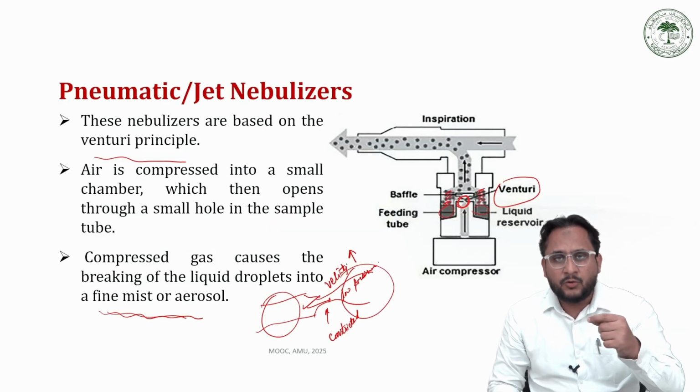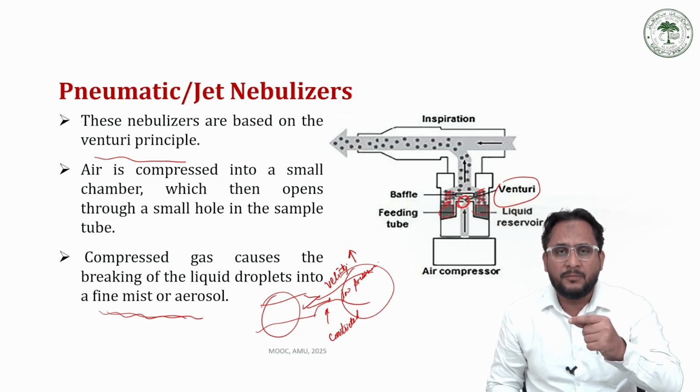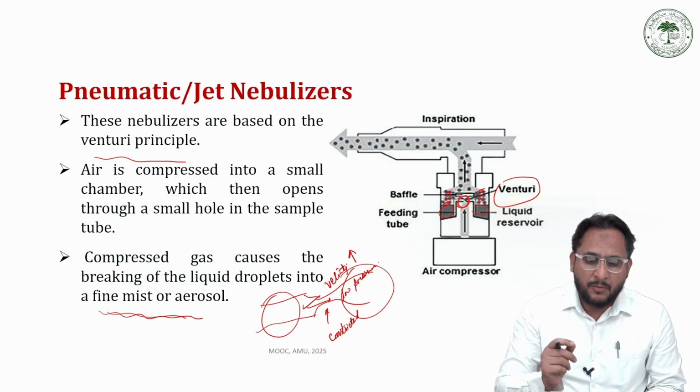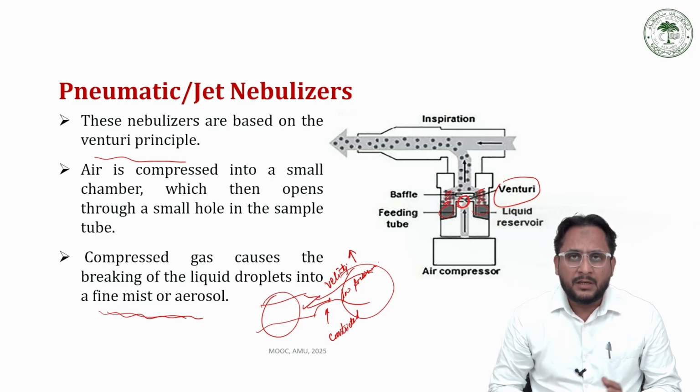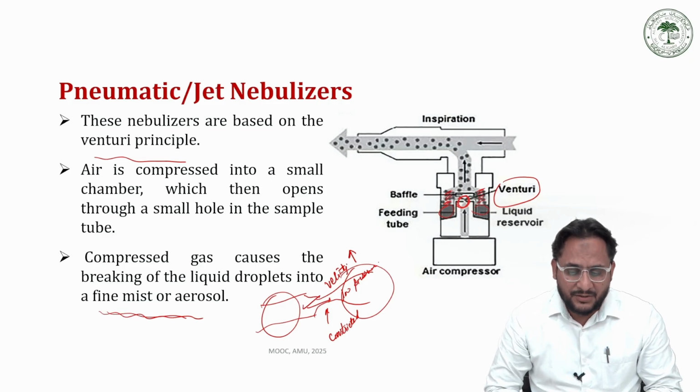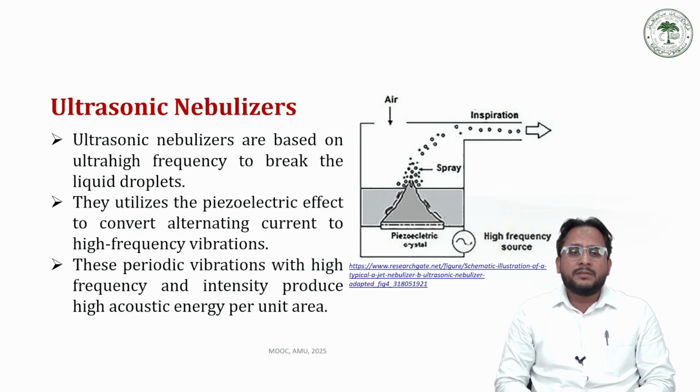So this aerosol, which has droplets of very uniform size, then enters the atomizers. We'll discuss the types of atomizers in later slides of this lecture. Then the second type of nebulizers are the ultrasonic nebulizers.